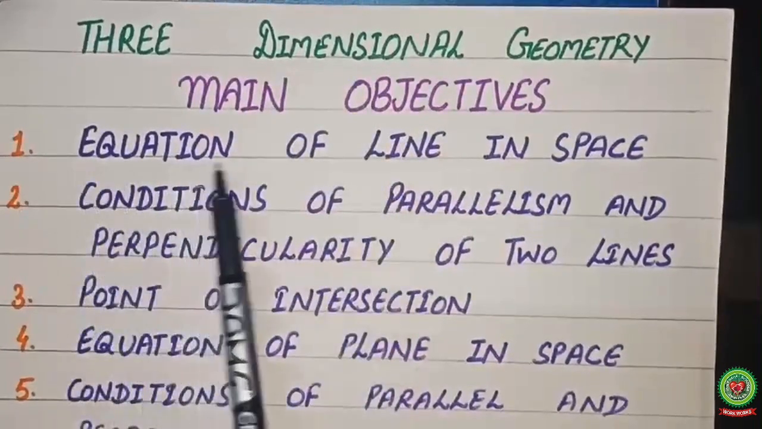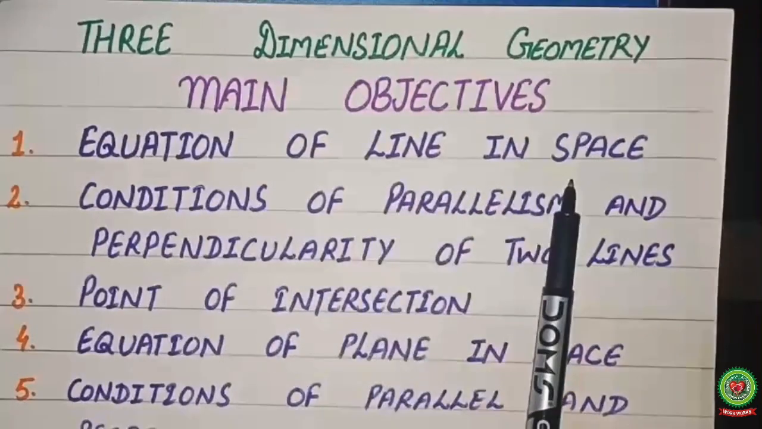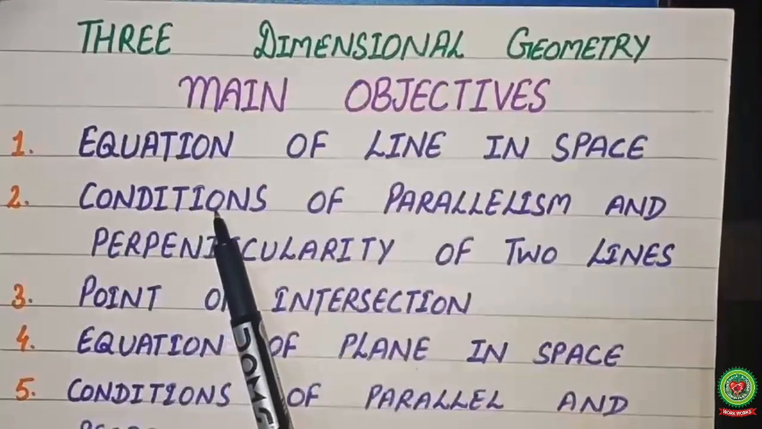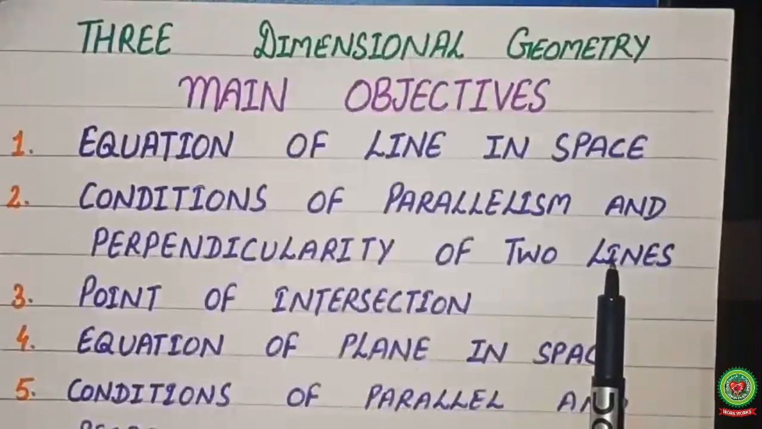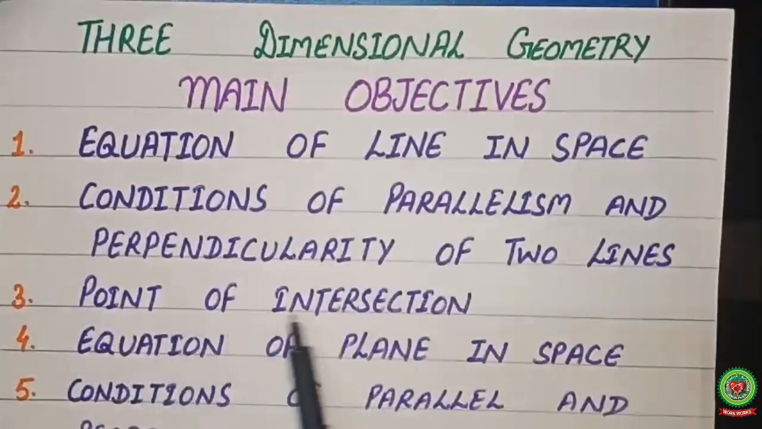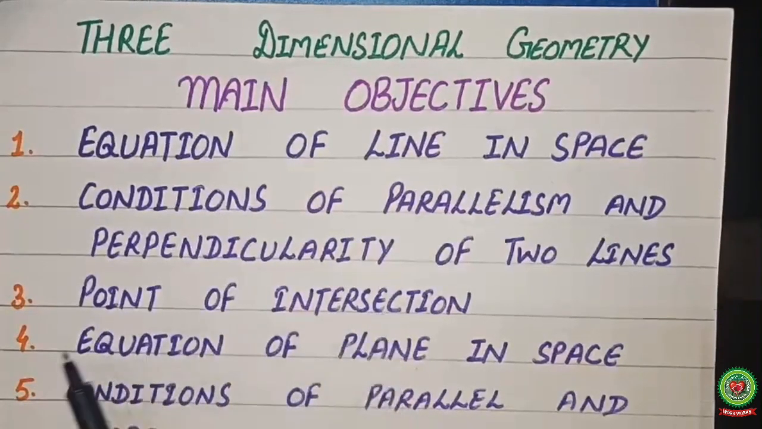Students, we have started the chapter 3-dimensional geometry and its main objectives that we have discussed. First, equation of line in space. Second, conditions of parallelism and perpendicular of two lines. Third, point of intersection. Fourth, equation of plane in space.